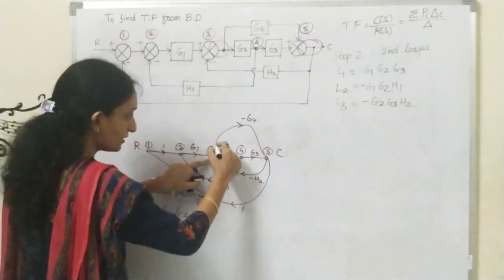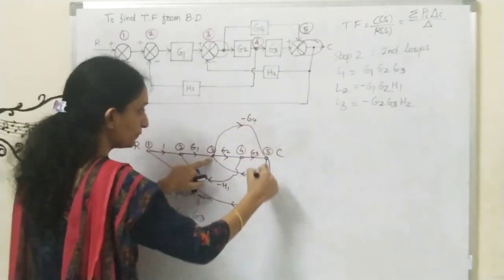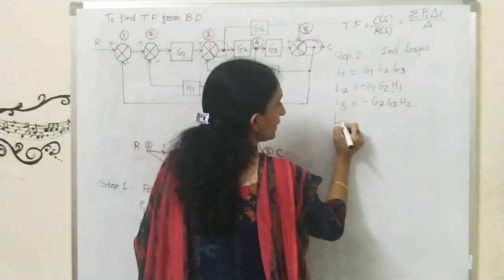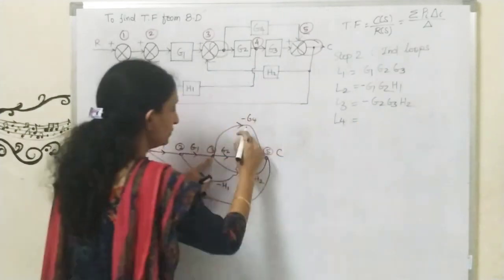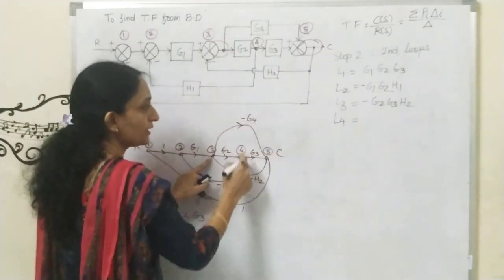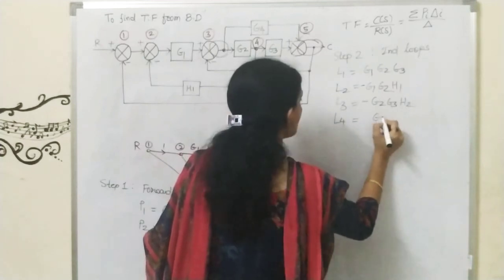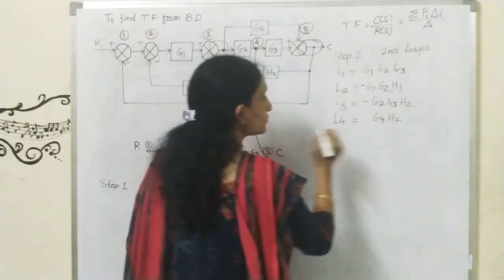Now you can see this circle is there. So loop number 4 is there. I will write loop number 4 is equal to, here you can see minus into minus, so it will be plus, G4H2. This is loop 4.